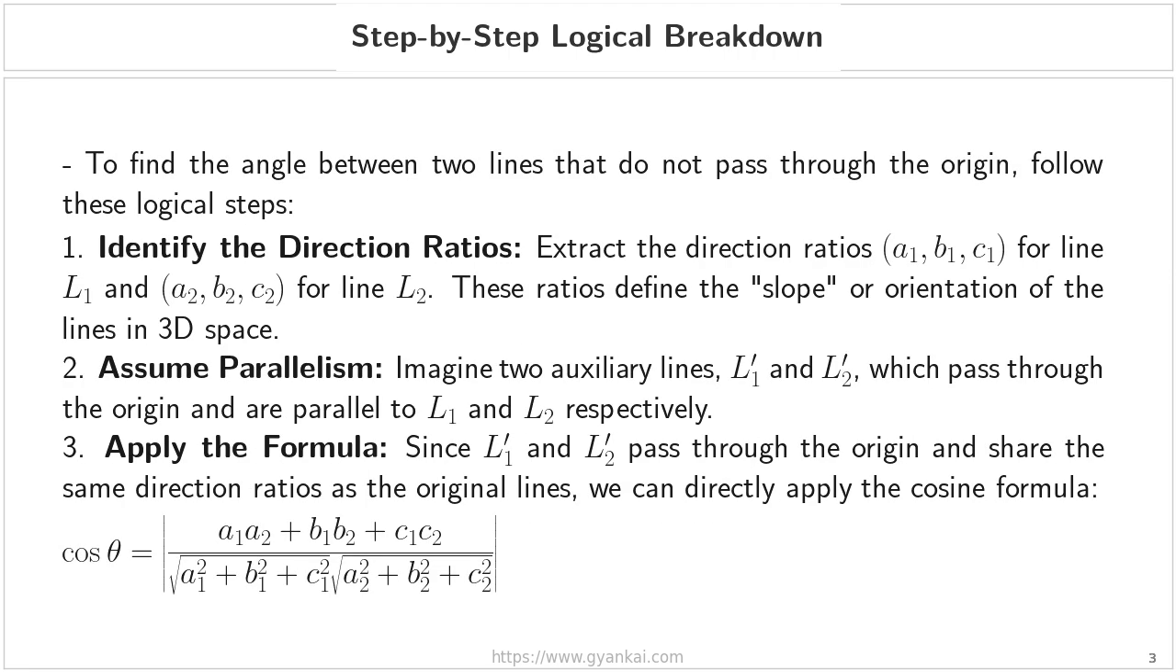Finally, once you have these parallel lines in mind, you can simply apply the cosine formula. Because these new lines share the exact same direction ratios as our original lines, the angle between them is identical. You will calculate the cosine of theta by taking the absolute value of the quantity, a1 times a2 plus b1 times b2 plus c1 times c2, all divided by the product of the square root of a1 squared plus b1 squared plus c1 squared, and the square root of a2 squared plus b2 squared plus c2 squared.